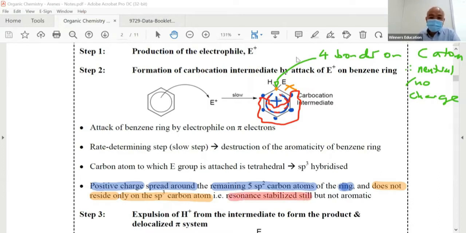So again, it is still resonance stabilized, but it is not aromatic anymore. Remember what aromatic is? Aromatic means a full benzene ring, which also means it has three double bonds. It doesn't have that. It only has 2 double bonds. Make sense? Okay, not done yet. We just started. Ready? You're happy with this, huh?